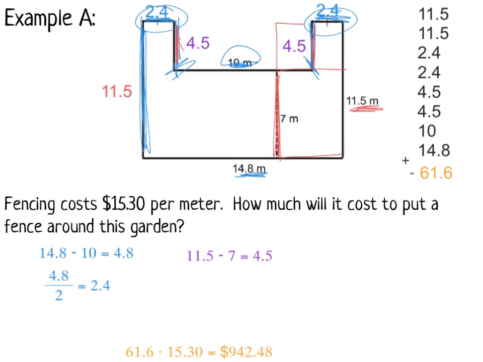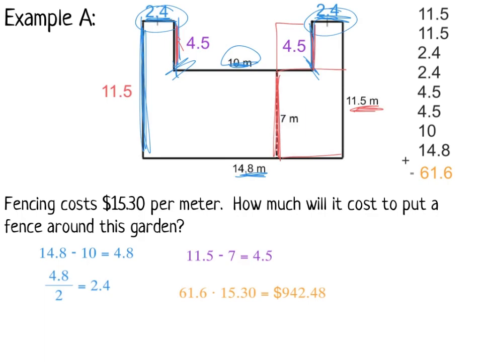But the problem doesn't ask me what is the perimeter of this garden. It tells me that we're going to be putting fencing around this garden. The fencing costs $15.30 per meter. So how much will it cost to put the fence around this garden? I'm going to take the 61.6 meters, multiply it by the $15.30 per meter, and when I do that, it will tell me the total cost for fencing is $942.48. And that's what I'm looking for as my answer.